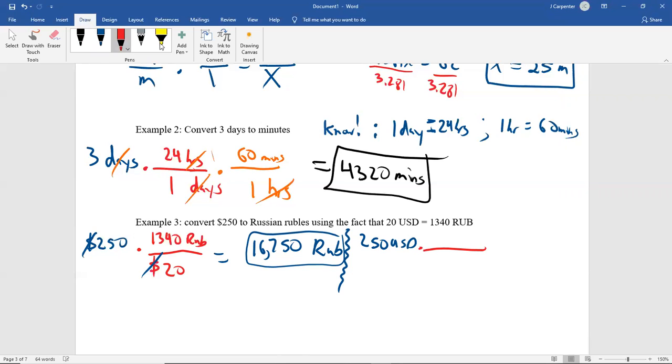Well, we know out with the old, the US dollar's got to go away, so the US dollar goes here, and it's 20 of those American dollars to get 1340 of the rubles, and you'll see the US dollars cancel, you'll be stuck with rubles, and you still get the 16,750. The arithmetic does not change. Same answer. But if you said this was $16,750, that would be incorrect.